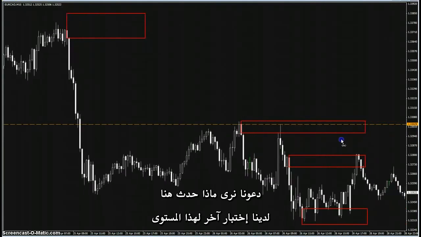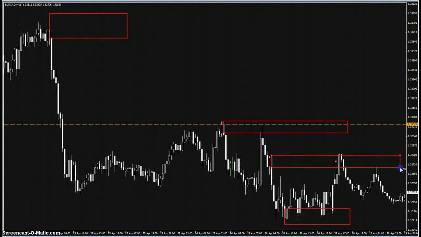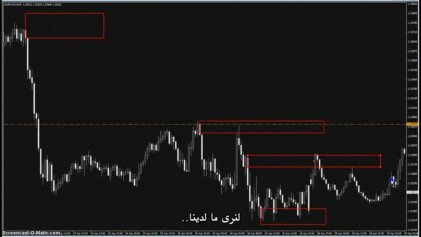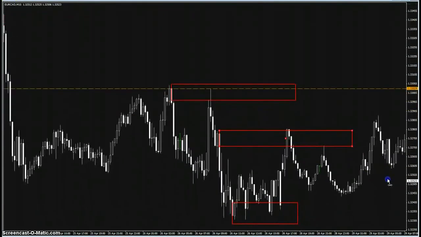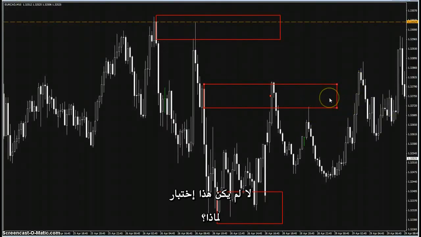Now, let's just see what happens here. So again, we had another test into this level. You could see right here, right there, right at the level, tested it, came back down. And let's see what else we get. So we came up above this level now. Now again, would I have taken this or another test into this level? No, probably not. And why is that?